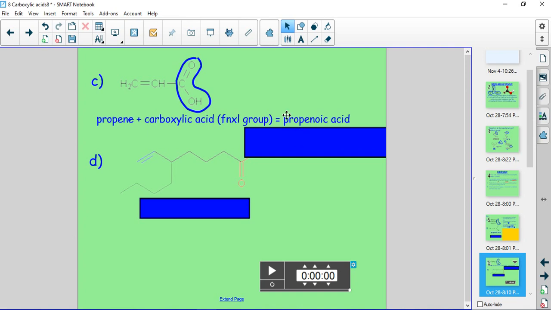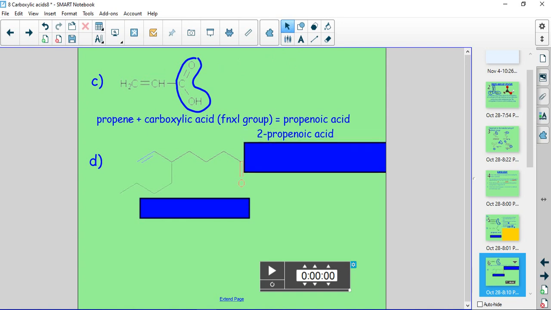Right now, you're probably looking at this wondering, well, should we number any of these? And yes, you certainly can number, and you should. So you should get to propenoic acid. Now, we've gone over several examples where numbering wasn't necessary.